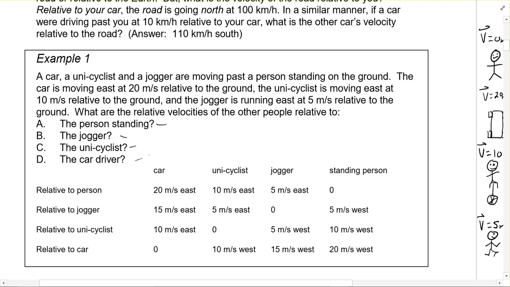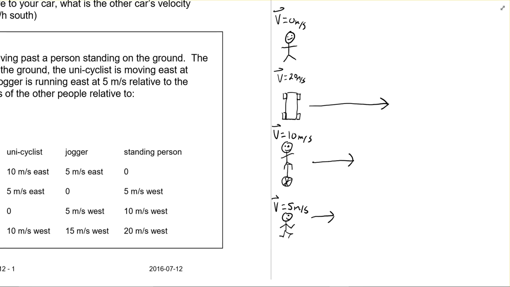So I've made a little chart here. The first one here is, relative to the person standing still, what's the speed of the car? And I've drawn a little picture here to make this, hopefully, make sense.